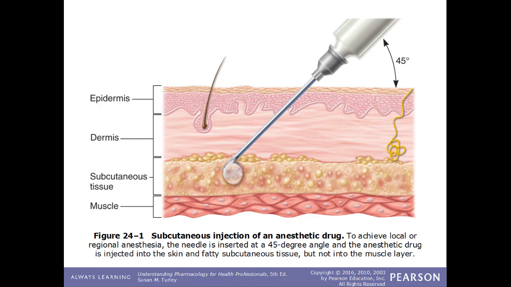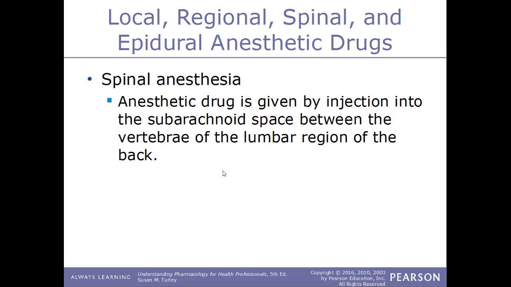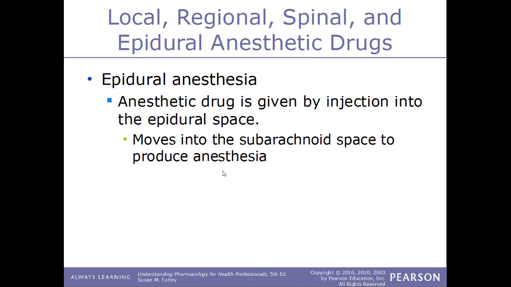Alright, in this image we have an illustration of how a subcutaneous injection of anesthetic drug would look. If you're doing local or regional anesthesia, the needle should be placed at a 45-degree angle to the skin, and the needle should only go to the subcutaneous layer of the skin, not to the muscle, the subcutaneous tissue. When it comes to spinal anesthesia, this is an anesthetic drug that's given by injection into the subarachnoid space between the vertebrae and lumbar region of the back. An epidural, this is an anesthetic drug given by injection into the epidural space. And this will move into the subarachnoid space to produce anesthesia.